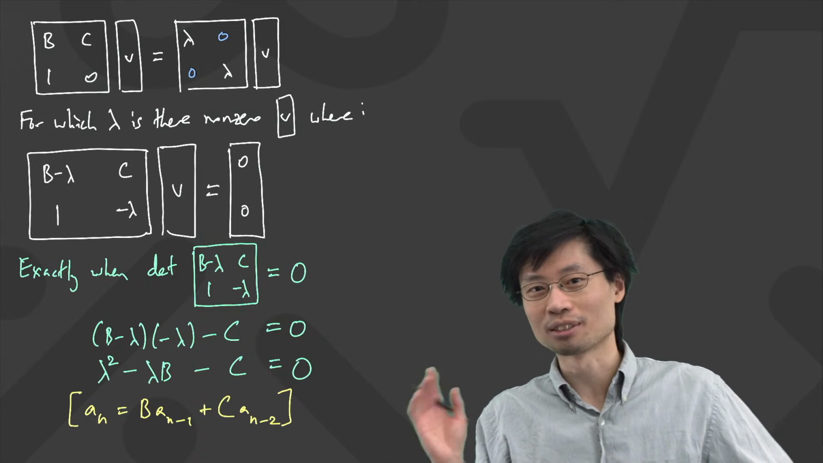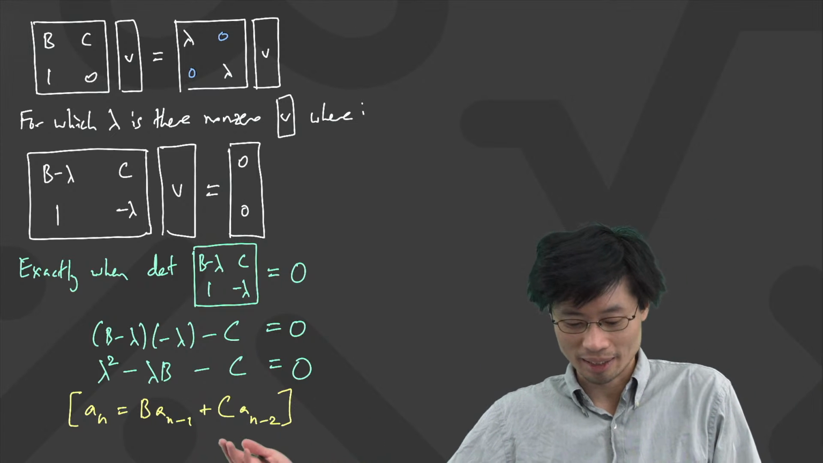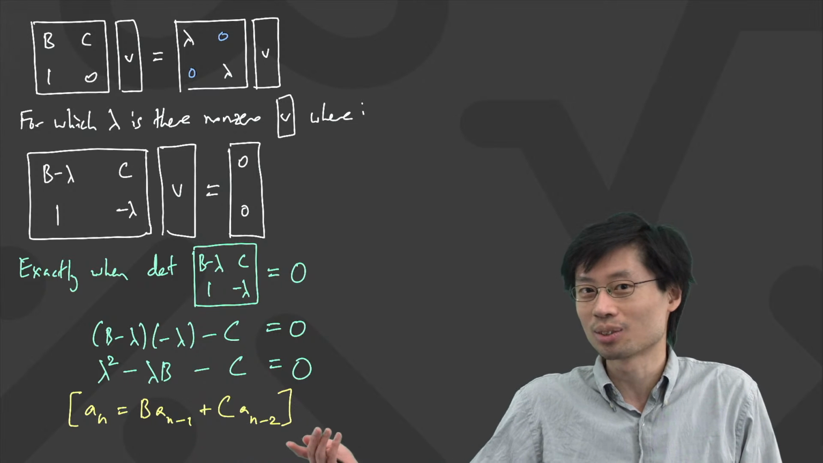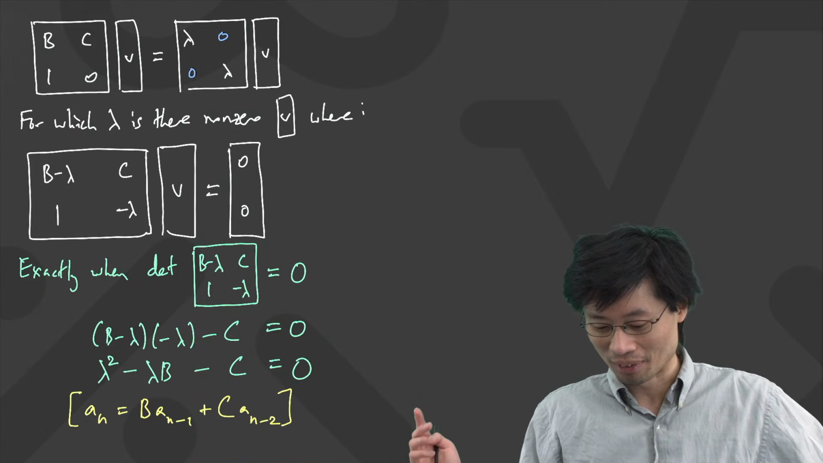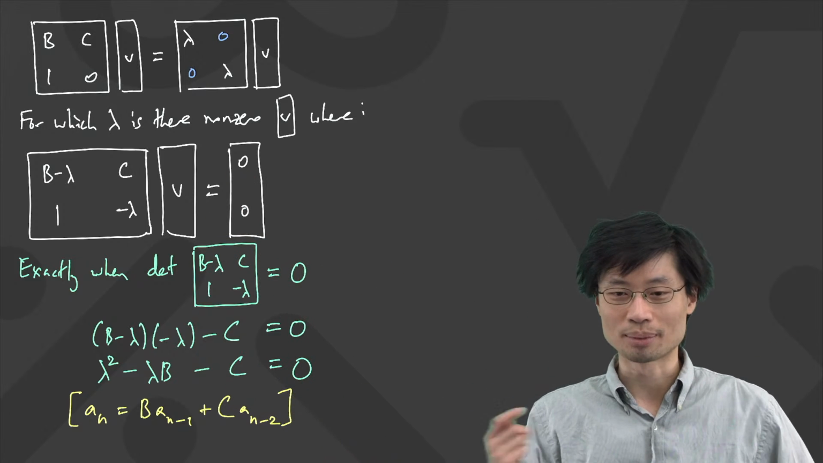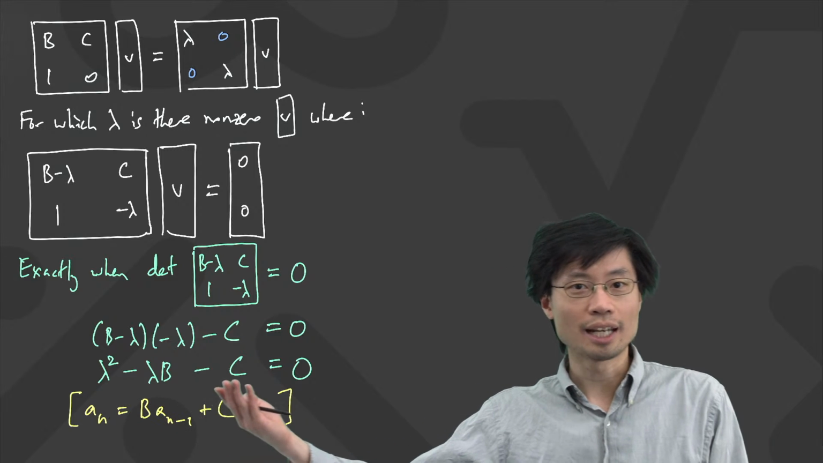In fact, I am always afraid that I remember it wrong, because it depends on how you're labeling this. Is it b an minus 1 plus c an minus 2, or is it b an minus 2 plus c an minus 1? If you ever forgot, it's easier to just do the matrix multiplication quickly, and it pops out.